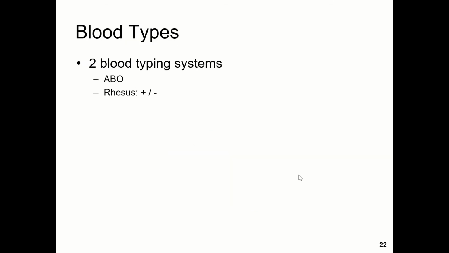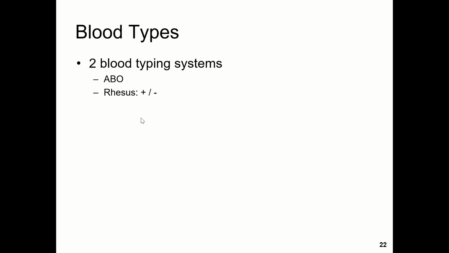All right, so there are two main blood typing systems. The first is A, B, and O, and the second is what we call the rhesus typing system, which is the positive or negative, okay? So if you're O negative, you have O type of one blood typing system and then negative in the rhesus typing system, okay? These are both genetically determined.